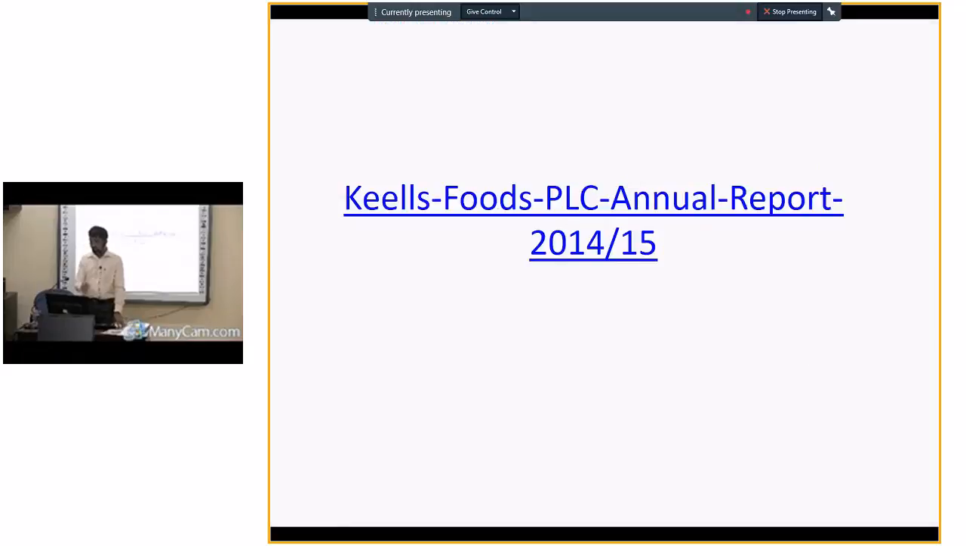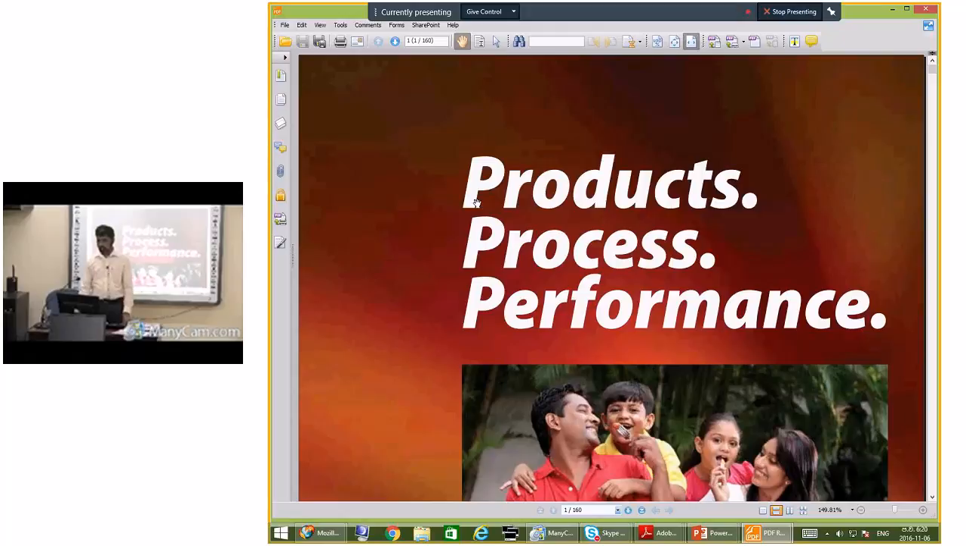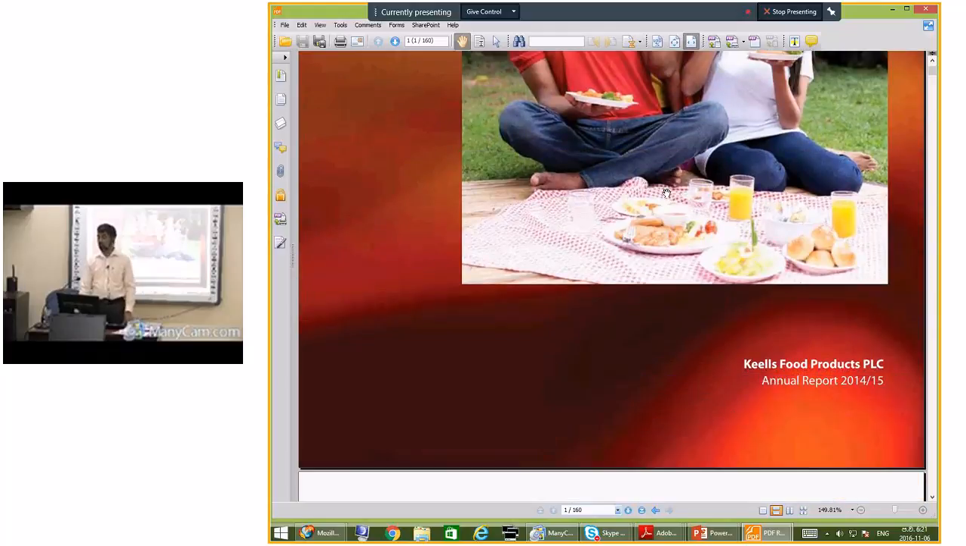Right now this one is Keells Food Products PLC, a Public Limited Company. This company won the best annual report award last time, in 2014 or 13, I think, right? If we compare with other financial or annual reports, this is a very attractive one, right?